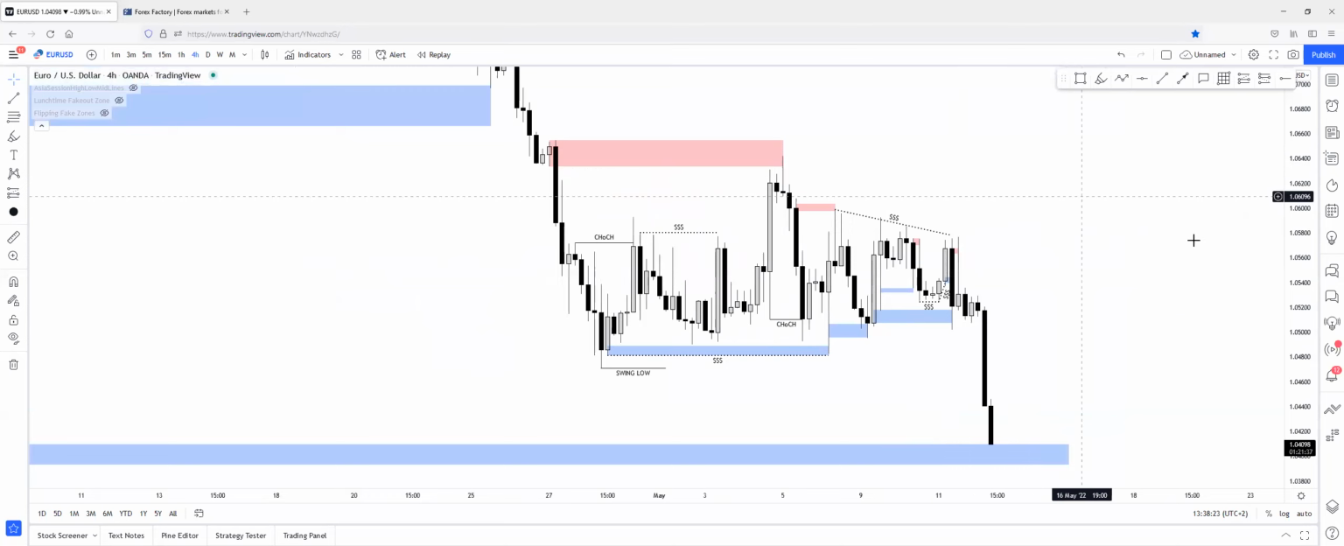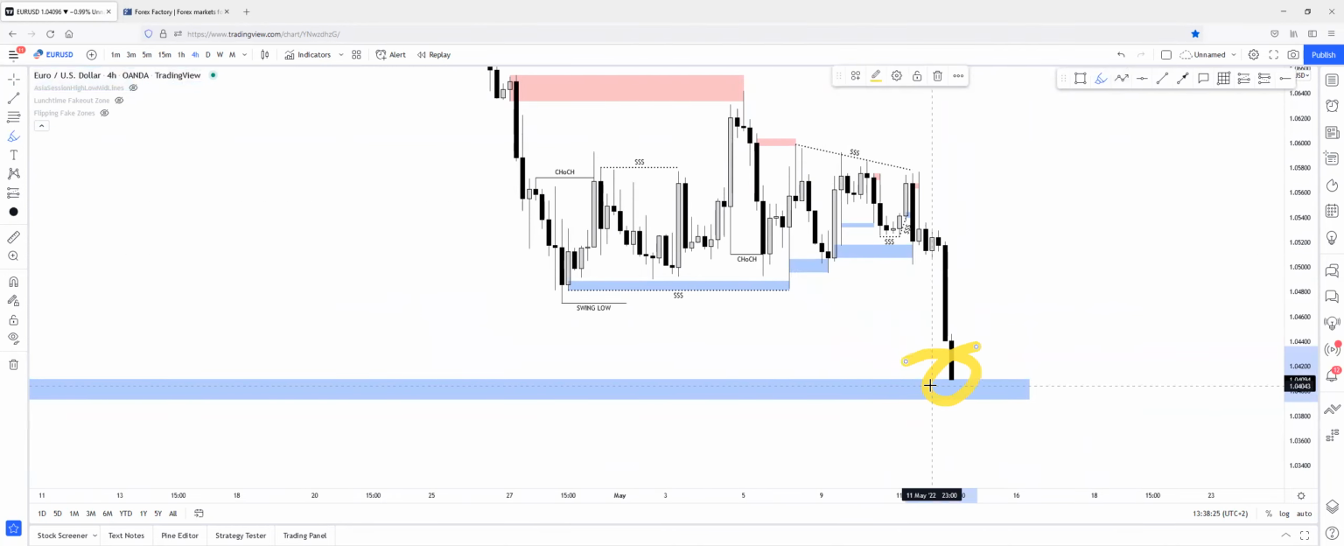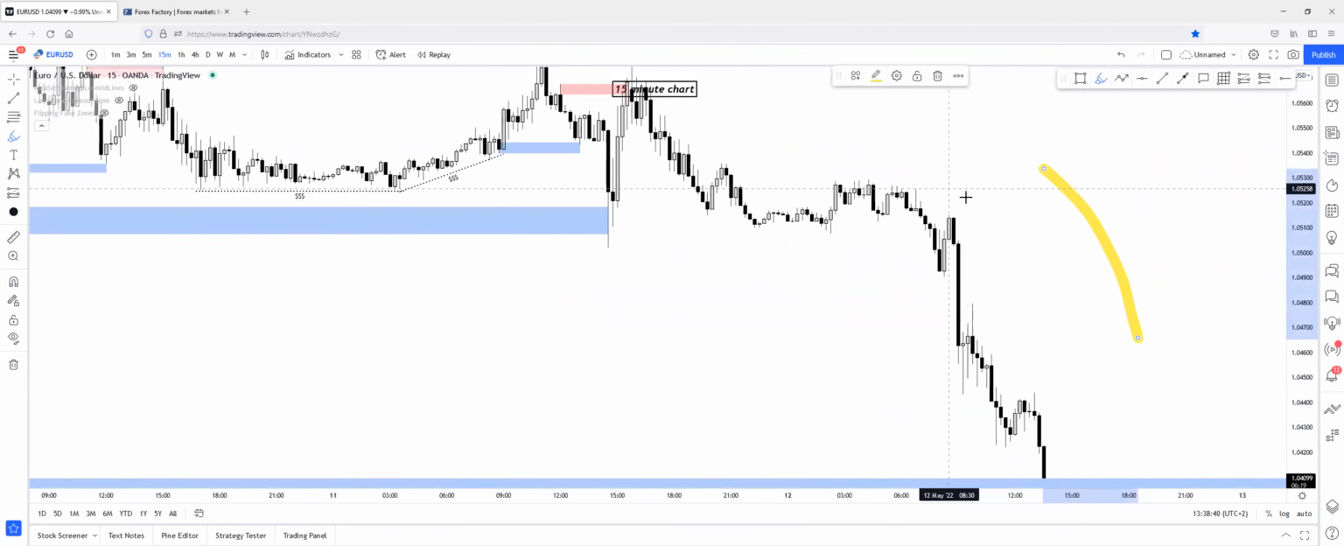So as you can see, it happened pretty quick. The demand has been tapped. So price is inside of the demand zone. What can we do right here? Price is inside of a 4-hour zone, right? Yeah, this is a 4-hour zone. So price is inside of a 4-hour zone. We have to wait for a 15-minute change of character at least to go long.